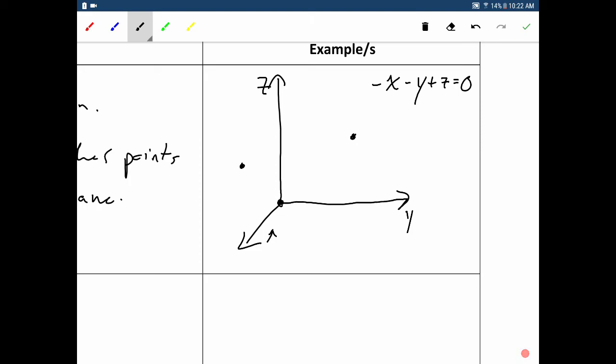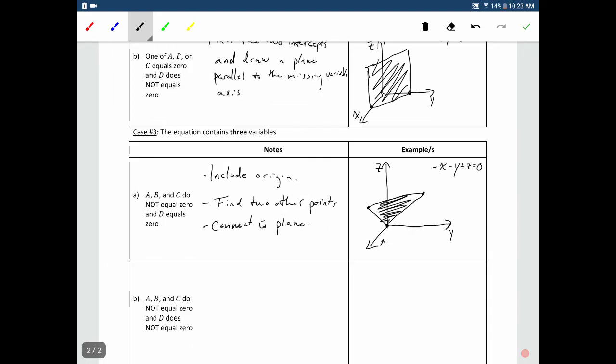And from there, we're just going to connect these. We're going to show a triangular chunk of the plane. And there you go. You can see that's the hardest to visualize what I've actually drawn. Unfortunately, there's no better way to do it.